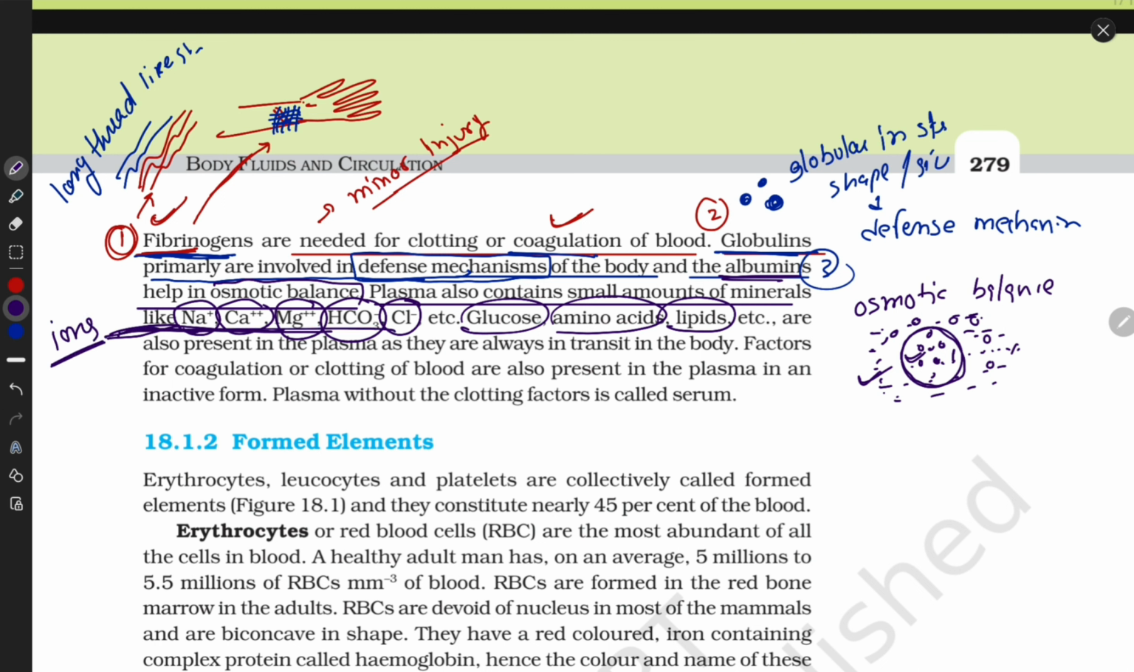Other substances are also present in the plasma, as they are always in transit in the body. Factors for coagulation or clotting of blood are also present in the plasma in an inactive form. Plasma without the clotting factors is called serum.